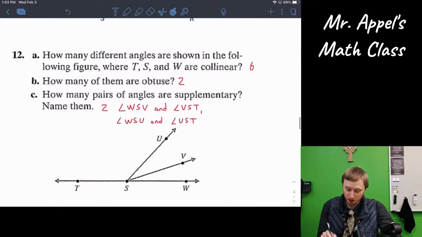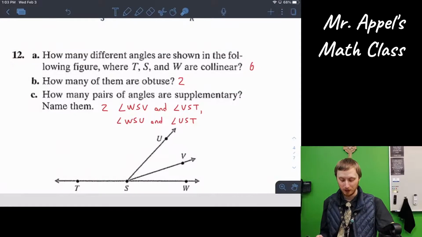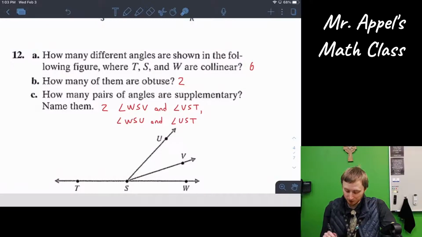For number 12, if TSW are collinear, that is to say this is a straight line, then there are 6 different angles represented in the diagram, 2 of which are obtuse. That would be, you can do this one or this one, right? And these supplementary angles, you could have WSV plus VST. You have this big one plus the little smidgen there, or WSU plus UST.